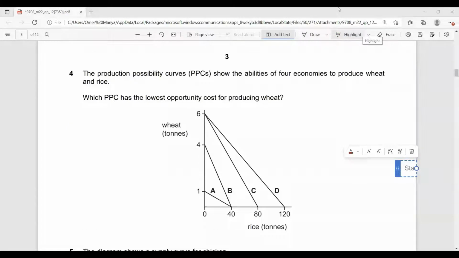The production possibility curve shows the abilities of 4 economies to produce wheat and rice. Which PPC has the lowest opportunity cost for producing wheat? So again, each of these curves represent 4 different countries, and we see in front of us different options of what they can produce if they use all their resources fully and efficiently.